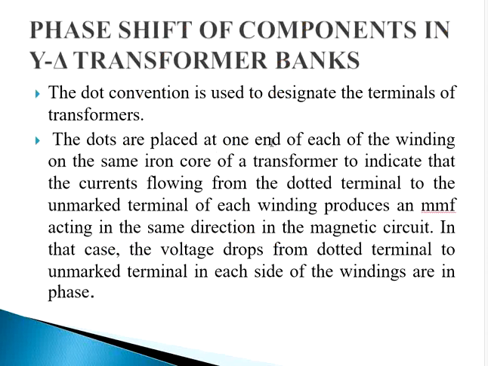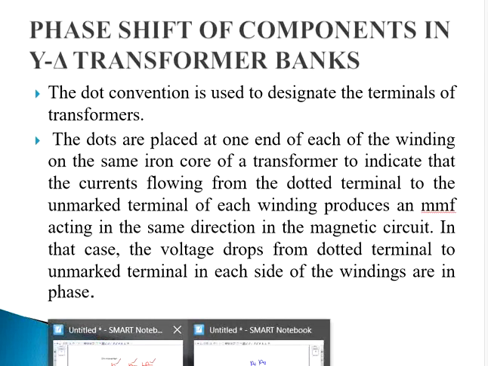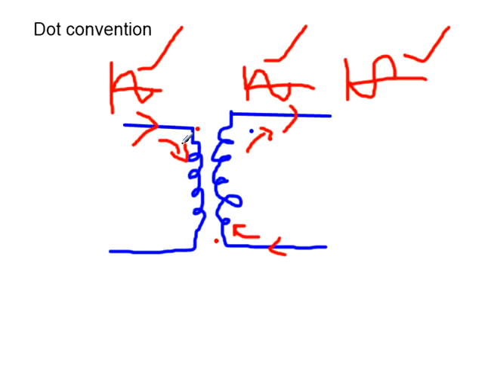So the dots are placed at one end of each winding on the same iron core of a transformer to indicate that the current flowing from the dotted terminal to the unmarked terminal of each winding produces an MMF acting in the same direction. That means here my current is entering here and the current is leaving here. Here also the same: the current is leaving at the positive side, and this is the negative terminal, and this is the positive terminal, and this is the negative terminal.